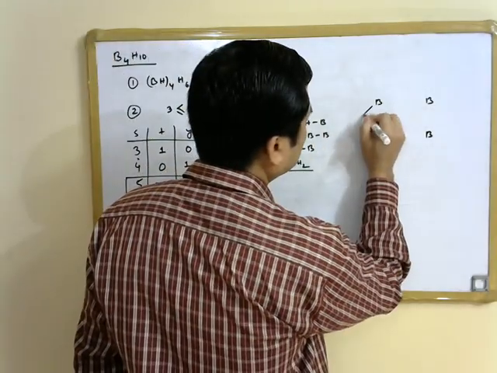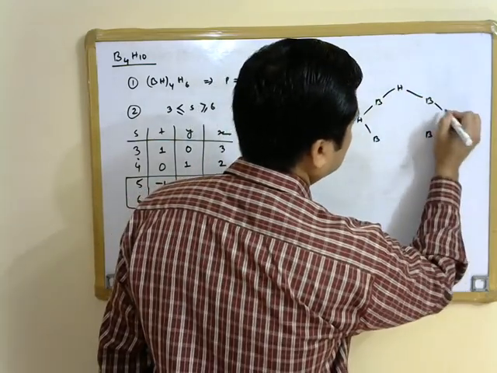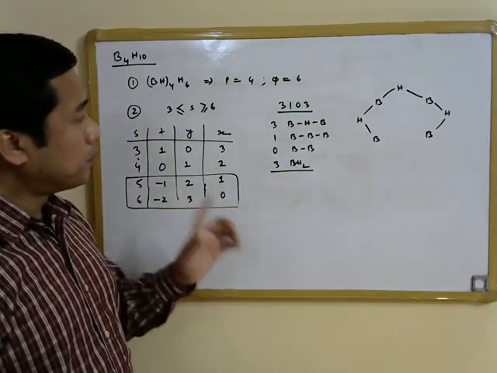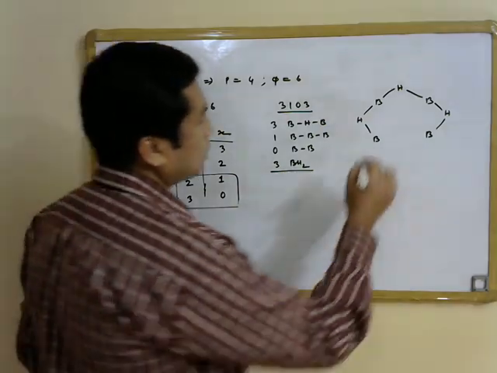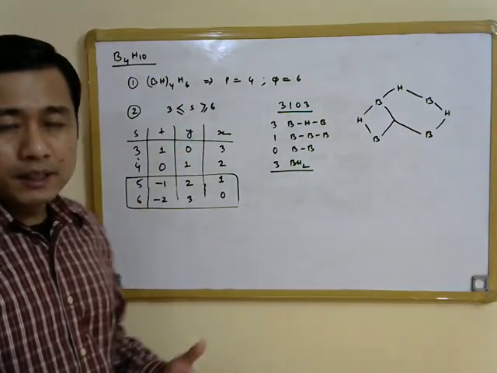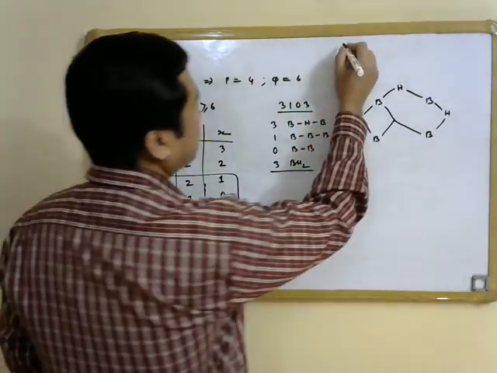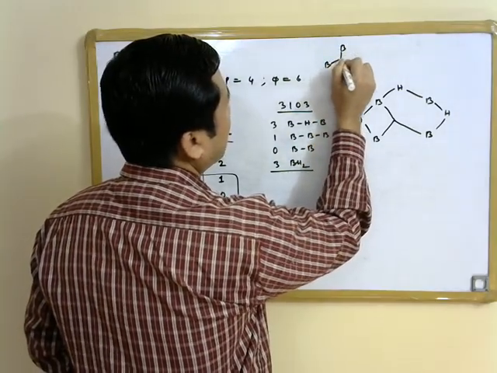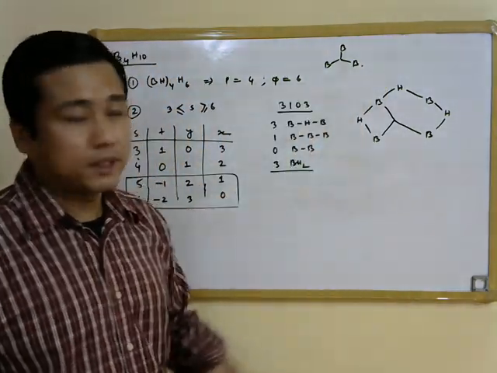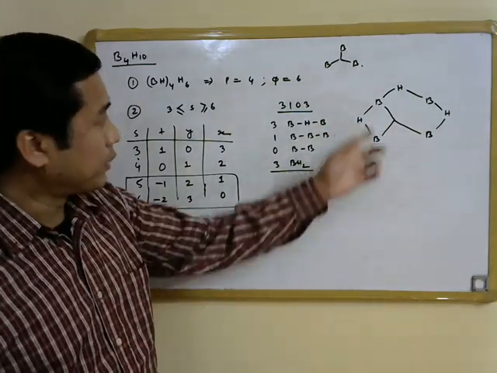So 3 BHB bonds. Let's draw 3 BHB bonds between these 4 boron centers here. Then we have one BBB bond. So let us draw one BBB bond. And this is how we draw the 3-centered 2-electron BBB bonds in this particular fashion. That is how we can connect the 3 boron centers by using one 3-centered 2-electron bond.